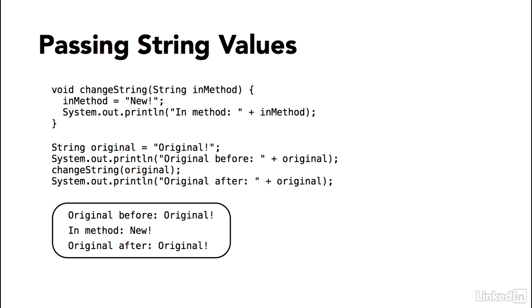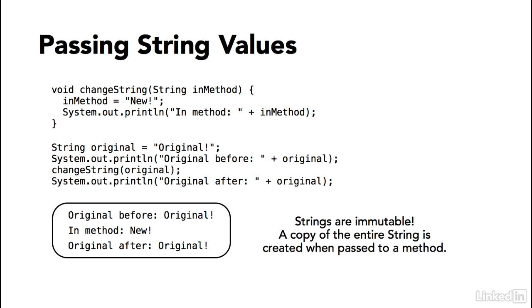The string data type is a contrary example. With most complex objects, changing the object within the method would have changed the object outside the method. But as I've mentioned previously, string values are immutable. Once declared, they cannot change. So this is a different behavior that you'll see with strings than with other complex values. When you pass a string into a method, a copy of the entire string is created within the method, and it's detached from the original value outside the method.